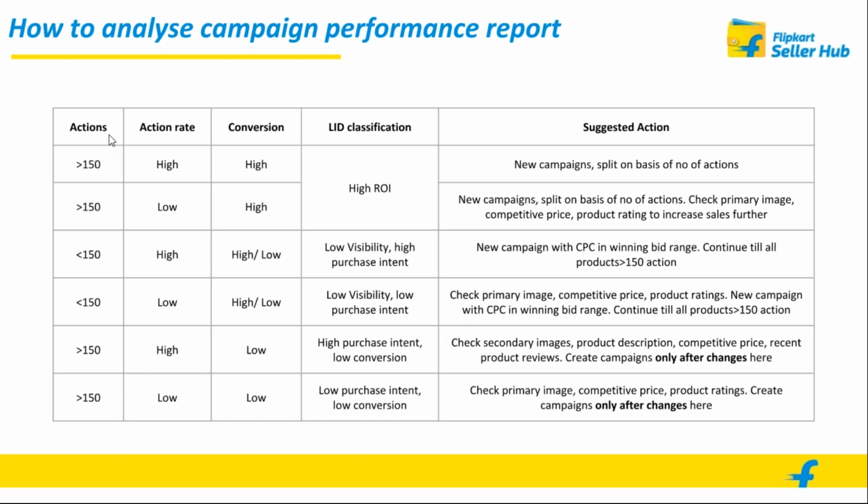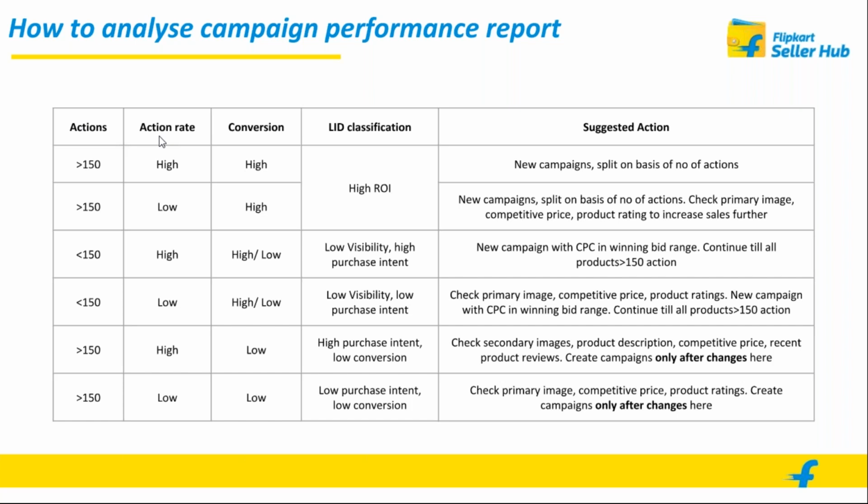First is the actions. Actions, you remember, is the product page views which you've got because of that ad. So how many people have clicked on that ad and seen the product page of that product? That's one. Second is the action rate.